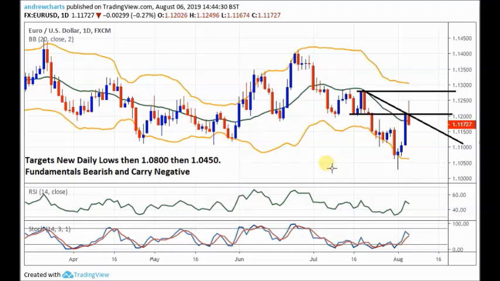And yeah, if you're new to our videos, we do all our trades in real time. We don't do hindsight trading. So yeah, I think the euro is a good risk to reward trade longer term. I think this one's going way lower.